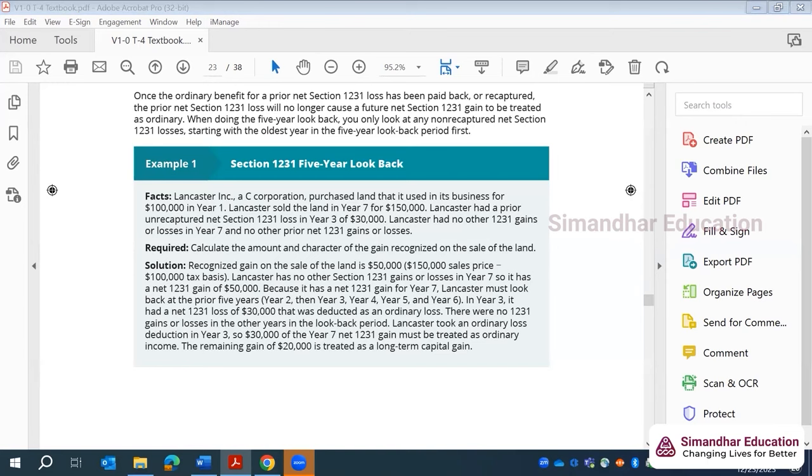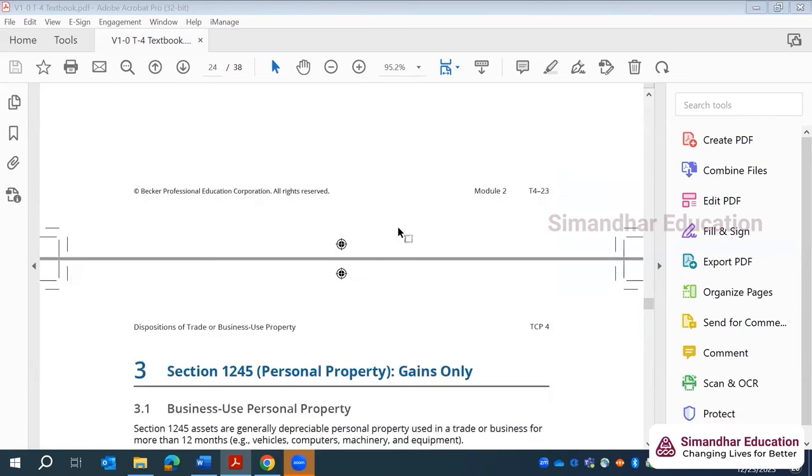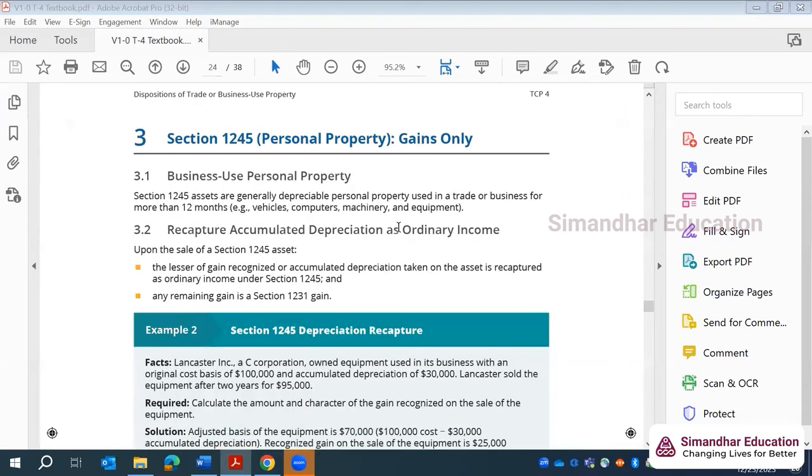Yes, if there is no capital, no losses in the prior year, everything is a capital gain. All right. So now that we have a fair understanding of what is Section 1231 property, we will now move on to another section, which is Section 1245.